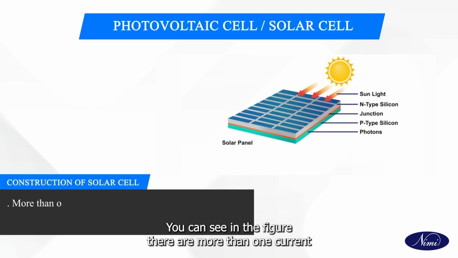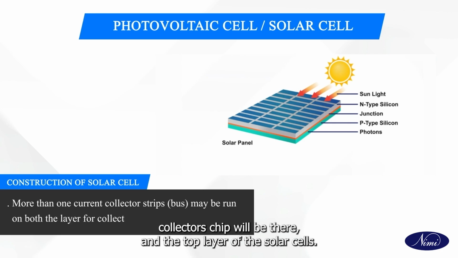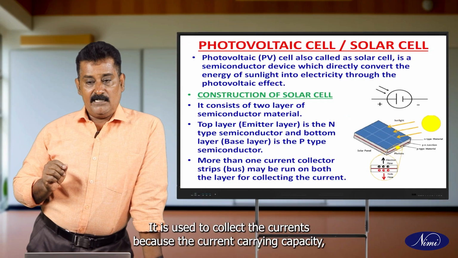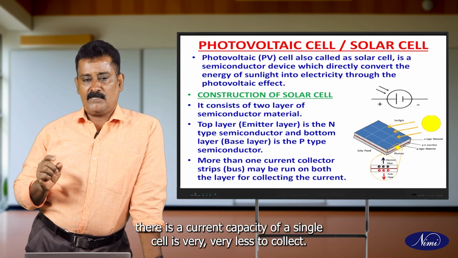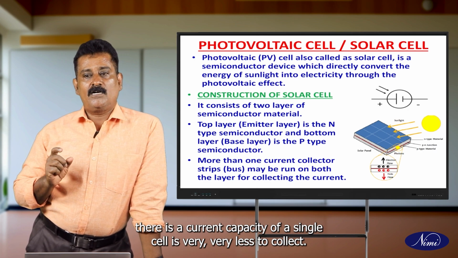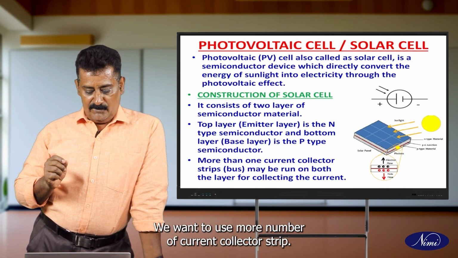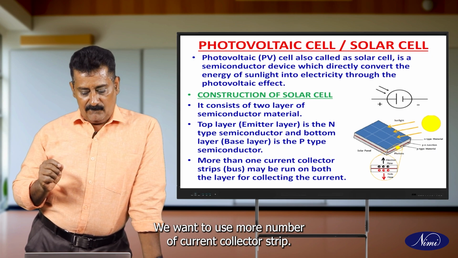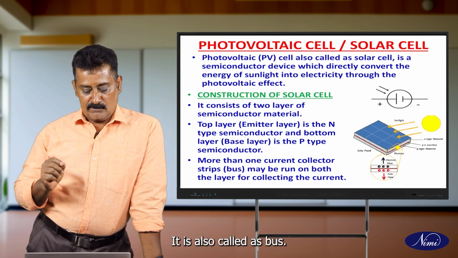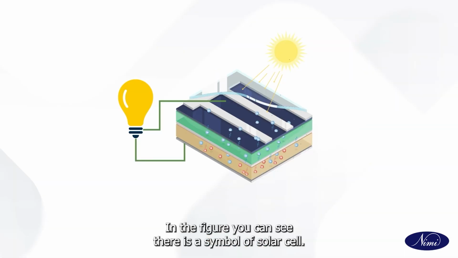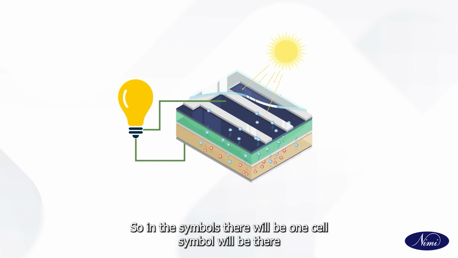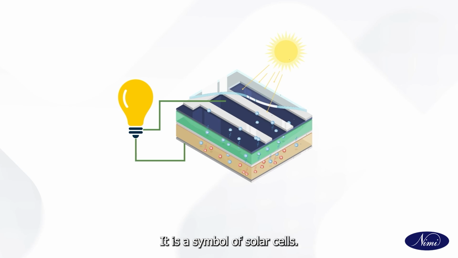You can see in the figure, there is more than one current collector strip on the top layer of the solar cell. It is used to collect the current, because the current capacity of a single cell is very low. To collect the very few amps of current, we use a larger number of current collector strips, also called busbars, running on top of the solar cell. In the figure you can also see the symbol of a solar cell: a cell symbol with a sunlight symbol.